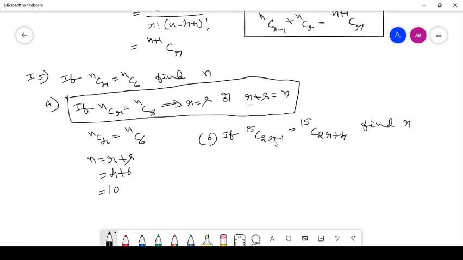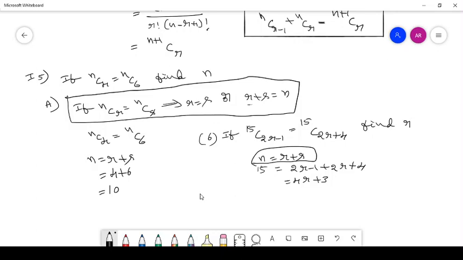Here also you can use the same result. n is equal to r plus s. And 15 is equal to 2r minus 1 plus 2r plus 4. 2r plus 2r is 4r. Minus 1 plus 4 is plus 3. Plus 3 transposing this side, 18. So you can find the value of r. Same result, you can use n is equal to r plus s.